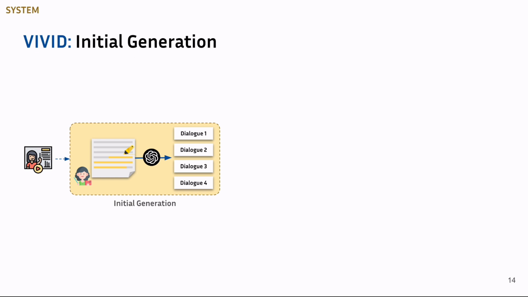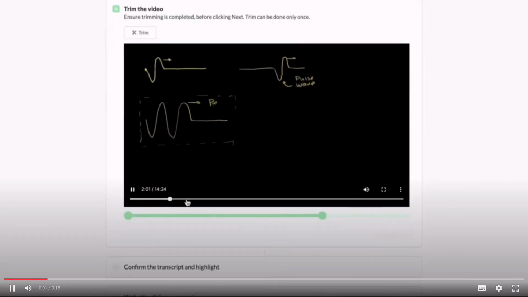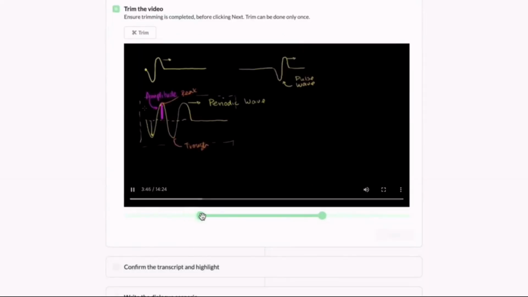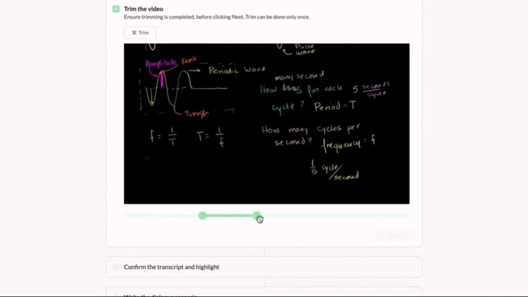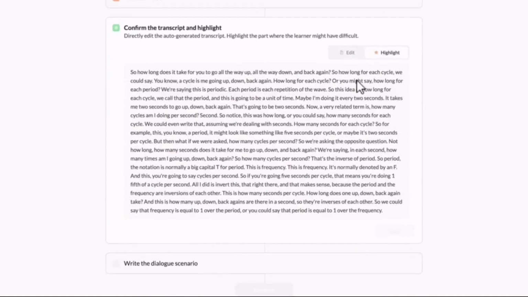Firstly, Vivid initially creates various dialogues for instructors to choose the one that best aligns with their intention for converting monologue to dialogue. After instructors upload their video, they can select where to convert into dialogue and highlight the part where the vicarious learner might have difficulty.